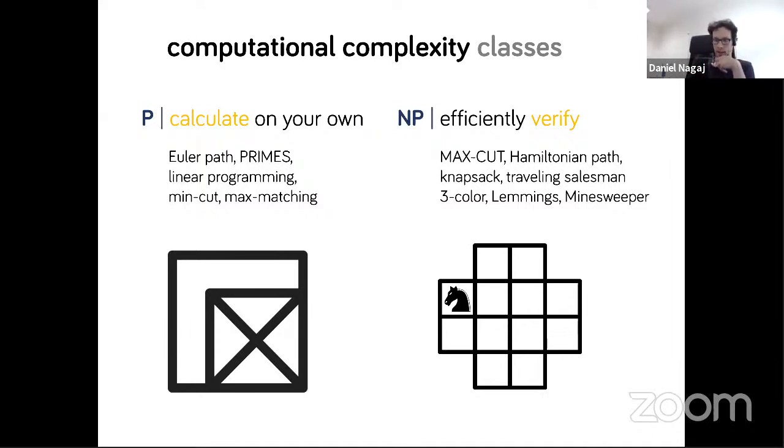On the other hand, the class of problems NP is the class of problems where you can take solutions and efficiently verify them. It doesn't mean that you can find the solutions, but you can verify them. For example, the Hamiltonian path problem that you have here on the right with the chess horse. You have a small chessboard like this, and your task is to take the chess horse and jump all around this board, jumping on every square and coming back home.